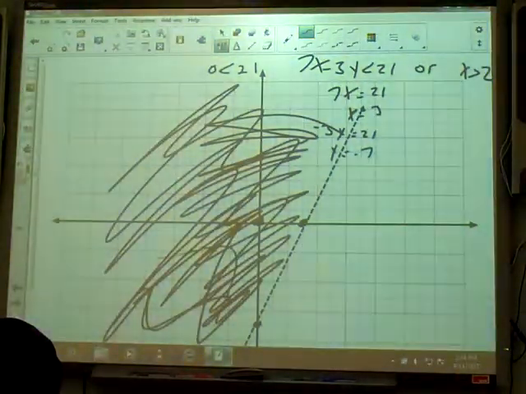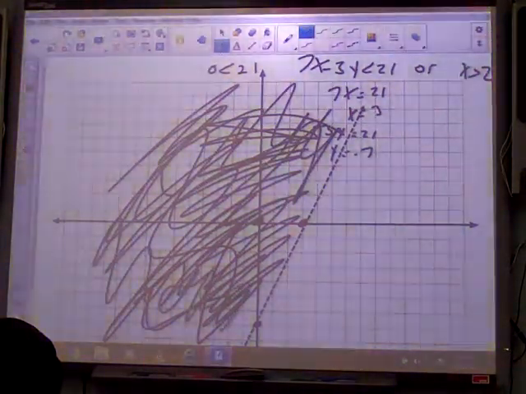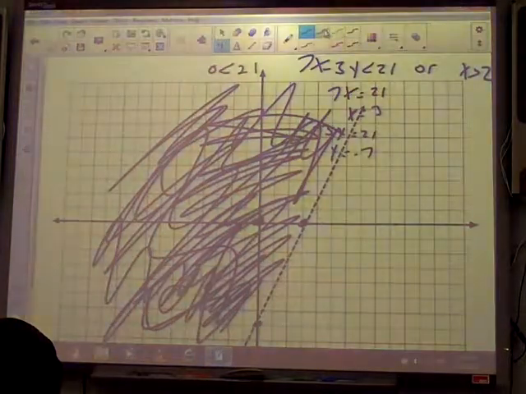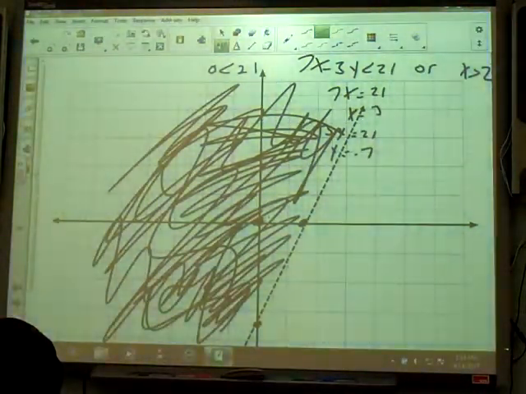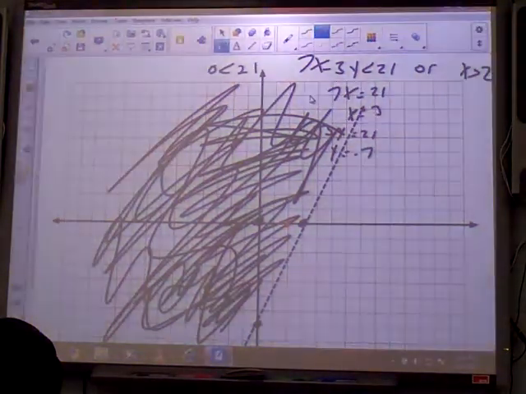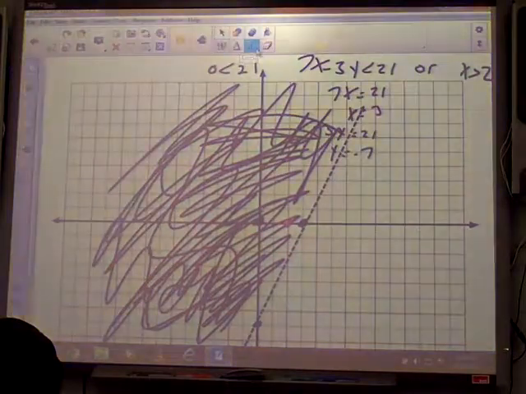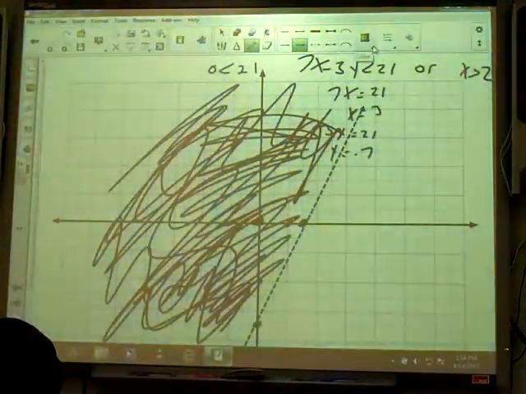Okay, everybody all right on the first line? You could graph that by yourself. Okay, now we've got a second line, x is greater than 2. So I'm going to go 1, 2. What kind of line is that? Horizontal or vertical, solid or dashed? It's going to be dashed.